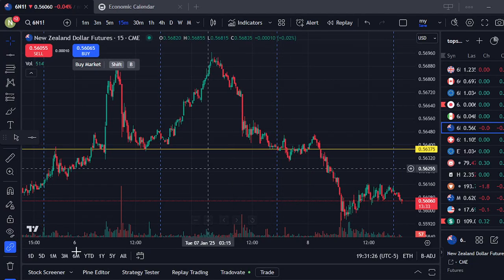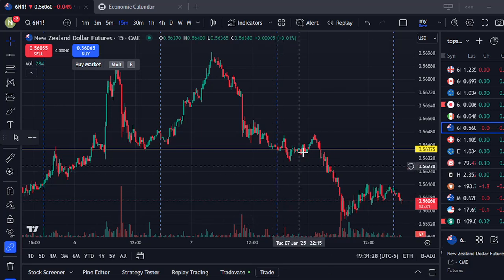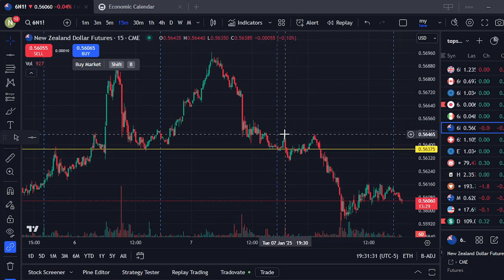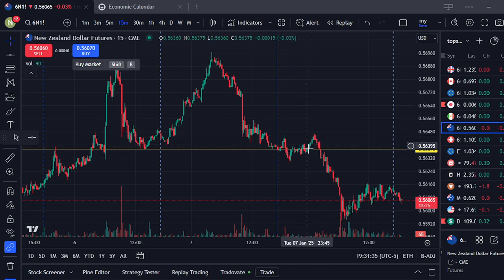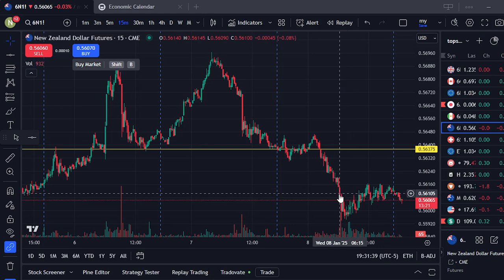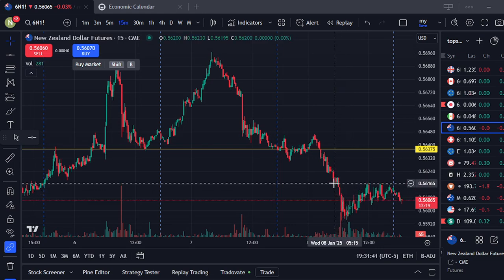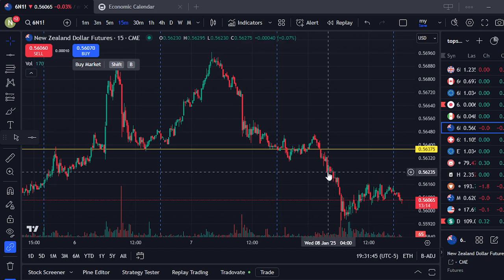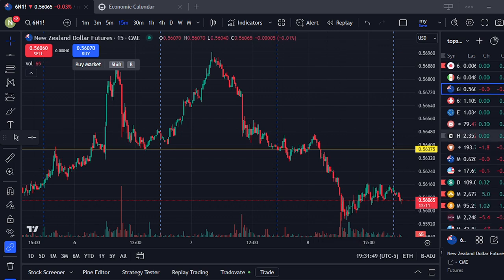Now there might have been another scenario where it didn't do the retest of this high, right? It didn't take the liquidity, but it just kept going down. I have seen scenarios like that. I've seen trades like that occur. So this was just a loss that I had to take based off of the risk that I was willing to put for this particular trade.